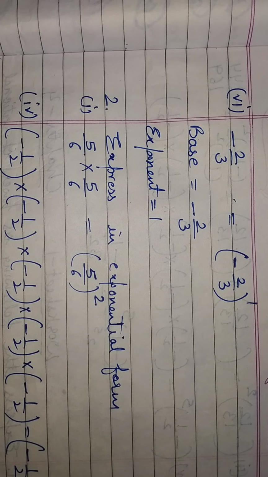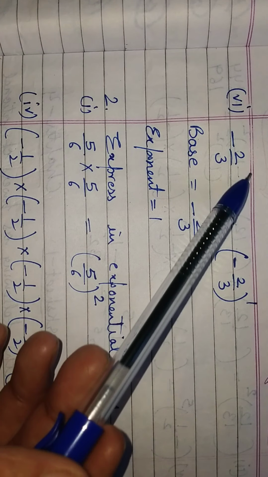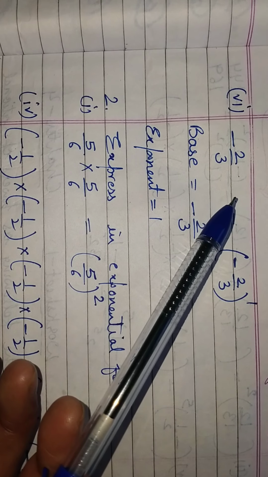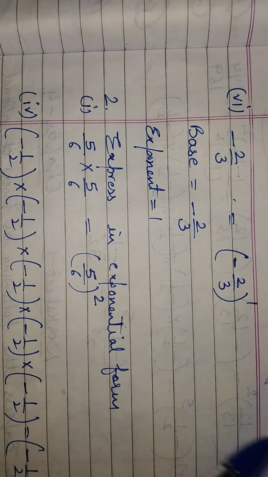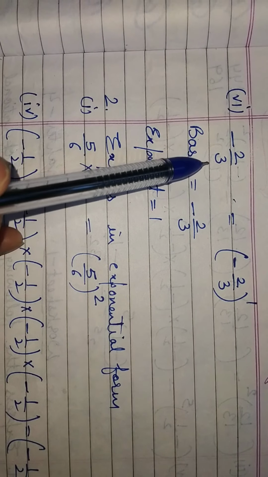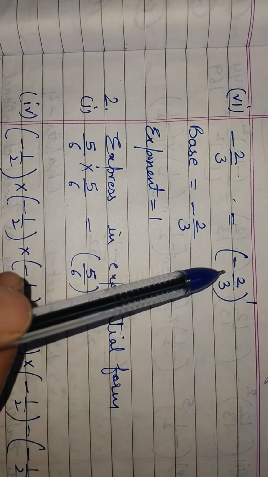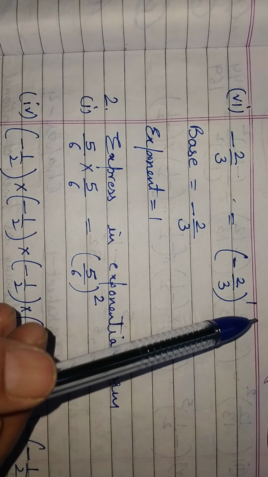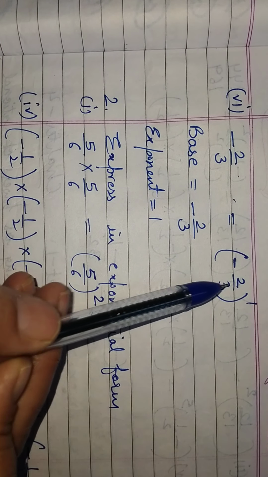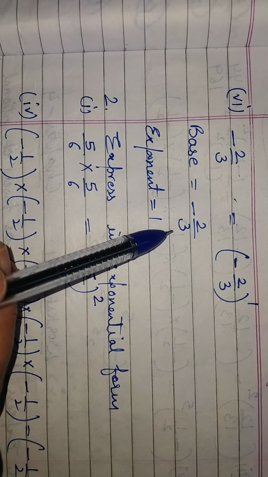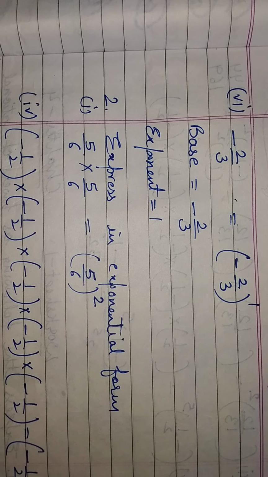Now question number 1, part 6: minus 2 upon 3 is given. It is understood that if no power is given here, then the power is 1. It should be clear to you that if no power is mentioned, the power is 1. Here we are writing the bracket whole raised to power 1. Base is whatever is given within the bracket. Minus 2 upon 3 is the base and 1 is the exponent. Now the rest of the parts you will do yourself.